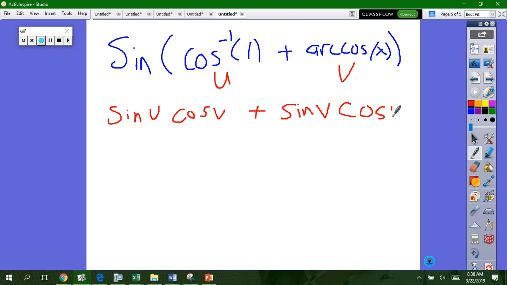But I need to go ahead and draw triangles, because remember, when I see an arc cosine, or an arc sine or an arc tangent or arc secant or whatever it might be, I can draw a triangle, can't I? Where is the arc cosine of 1? Where does cosine equal 1? 0. So this is actually just 0. So instead of U, I could put 0.